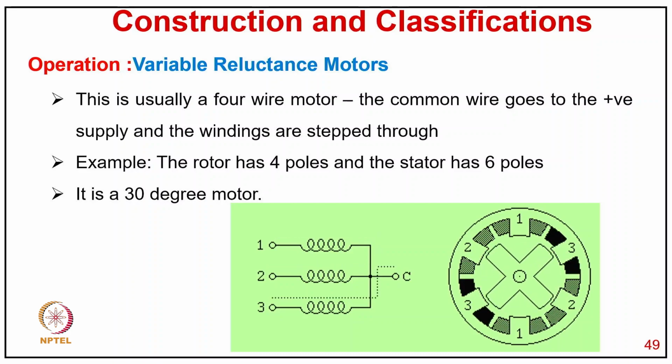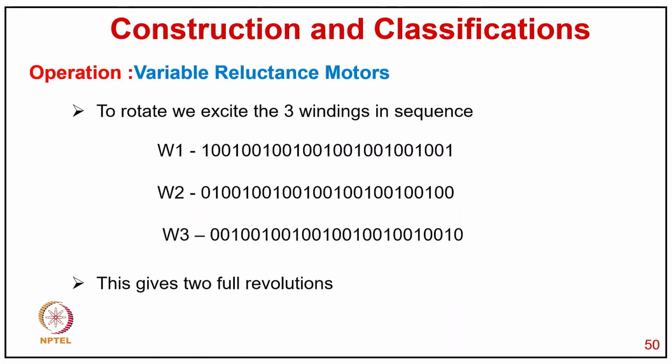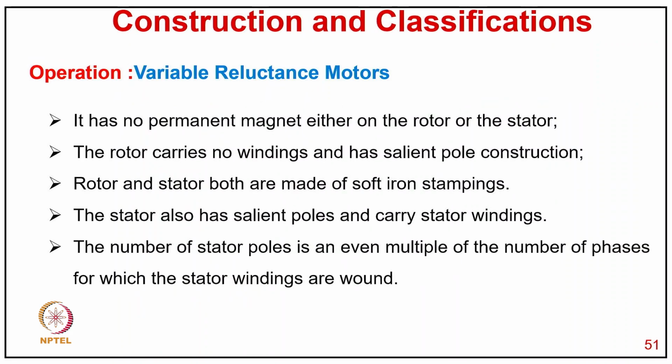Because we can connect the common base drive or gate drive of the MOSFET, or base drive of the transistor, to a common ground, which really simplifies the gate drive, or you can call it the driver circuit, and the cost is also reduced. So now the operation of the variable reluctance motor.